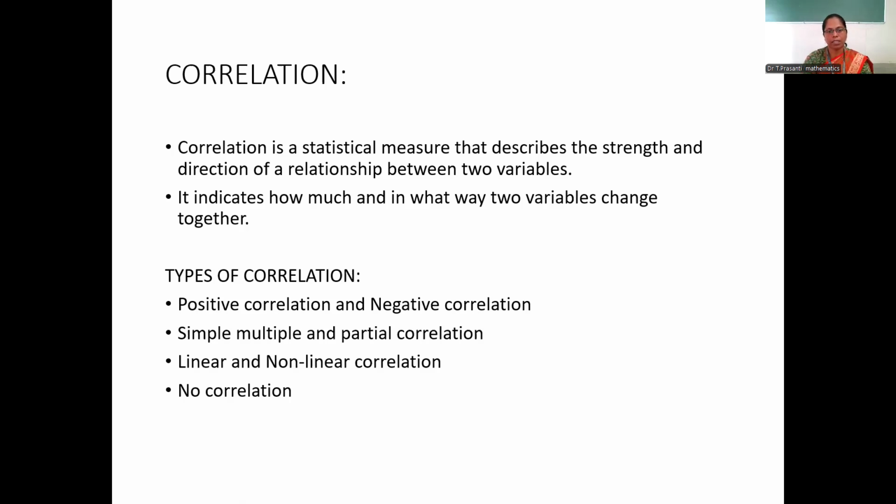Coming to the next one, simple, multiple, and partial correlation here, and we can include total also. Simple correlation means to understand correlation, we need two variables. That's called simple correlation. And if you are using more than two variables to analyze the relation between the variables, that is called multiple correlation. Even though we have more than two variables, at a time we are considering two variables for our analysis, all others are kept constant. That is called partial correlation.